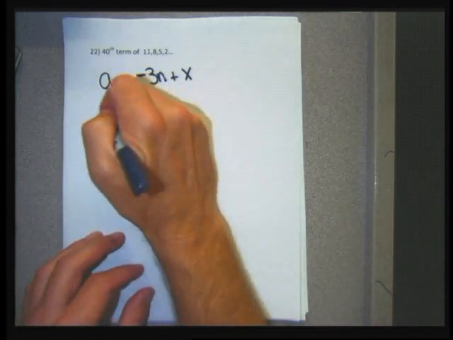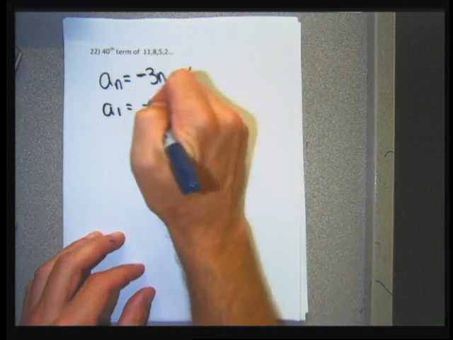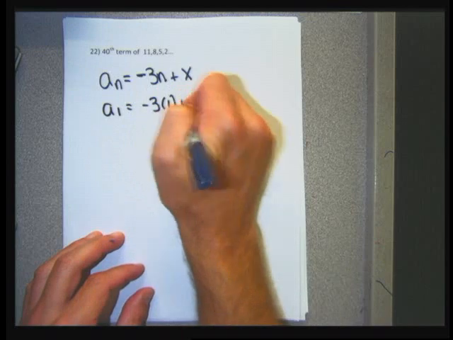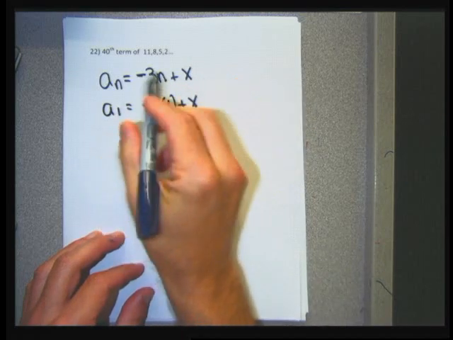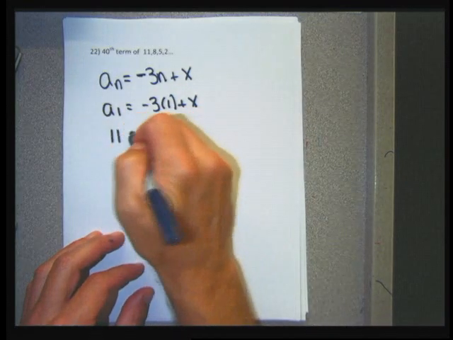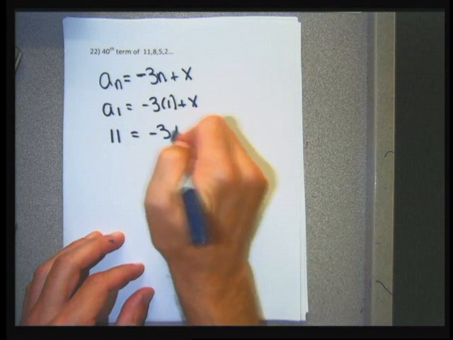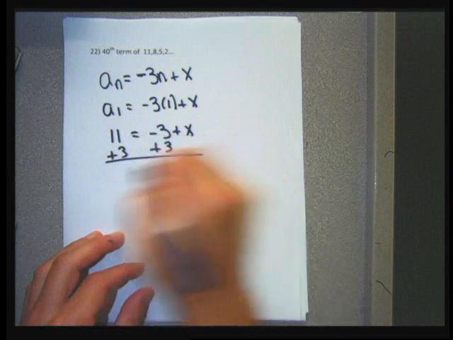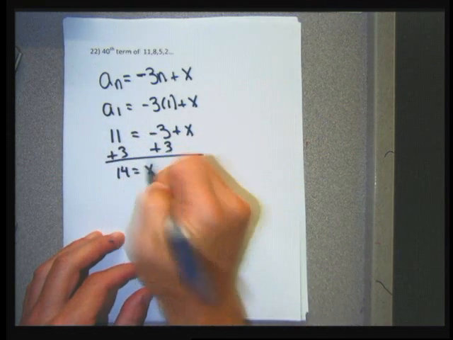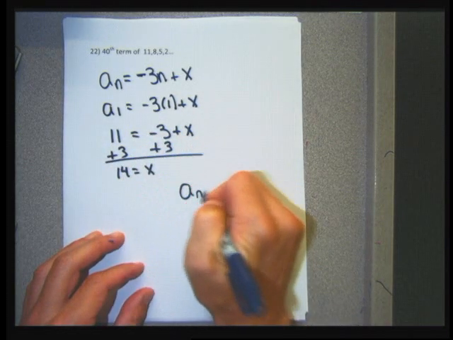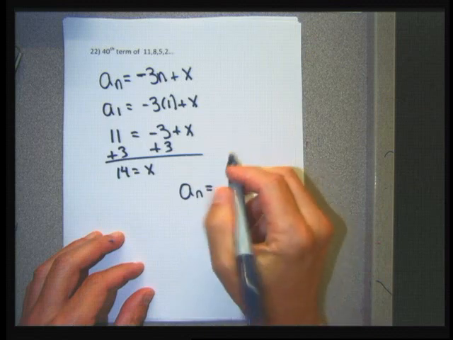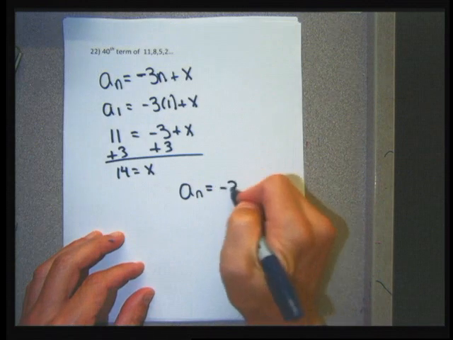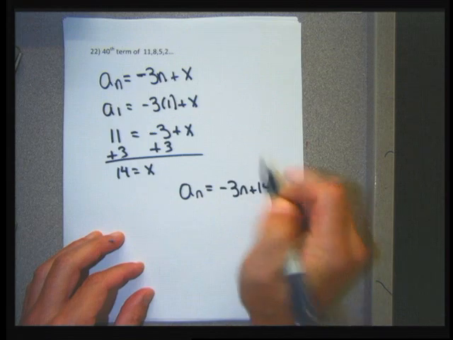Plug in 1 for my n's. A sub 1 equals negative 3 times 1 plus x. A sub 1 I can replace with 11. So I get 11 equals negative 3 plus x. I add 3 to each side and get 14 equal to x. So the formula that works for this sequence is a sub n equals negative 3n plus 14, just taking this x and plugging in 14.